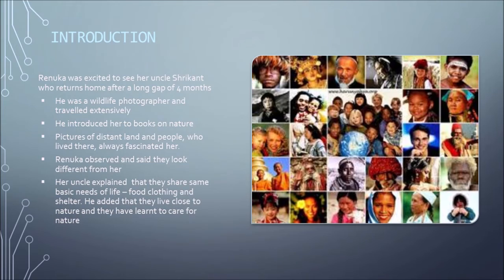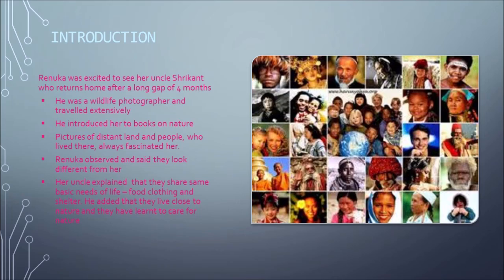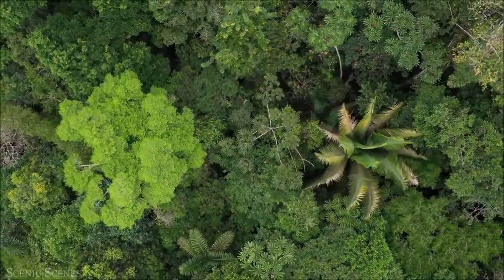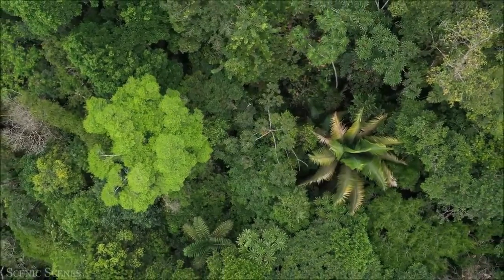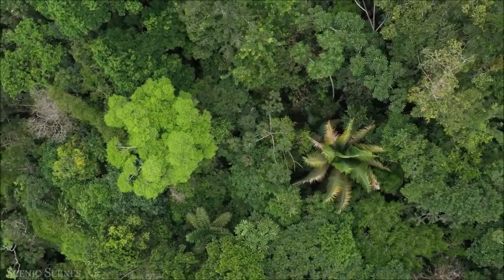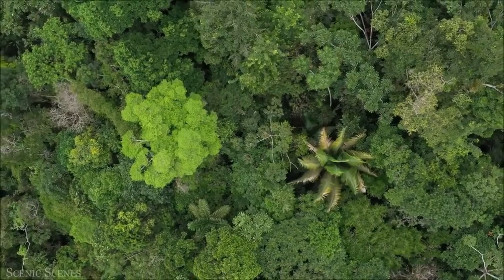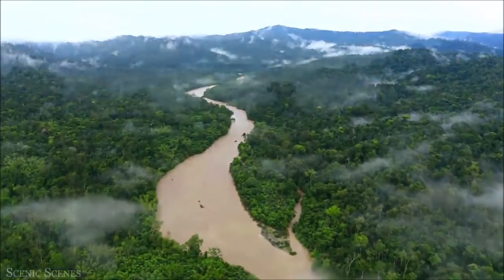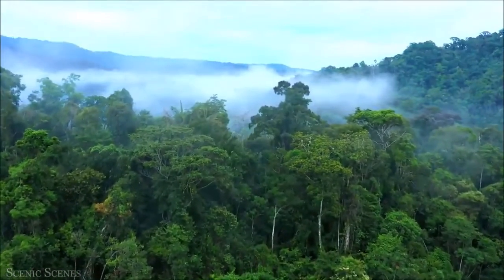Renugo was excited to see her uncle Shikon, who returned home after a long gap. He was a wildlife photographer and traveled extensively. He introduced her to books on nature, and pictures of the distant land and the people who lived there always fascinated her.